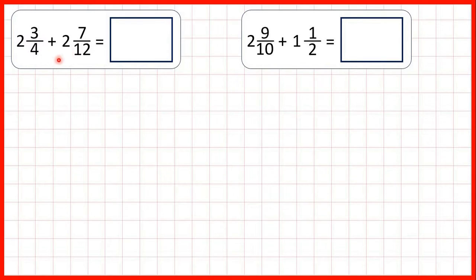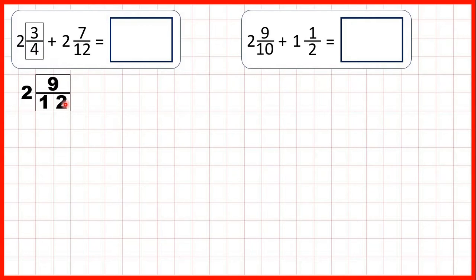Now we're adding mixed numbers, but this time when we add our fractions, we'll get a total of more than 1 whole, so we'll get an improper fraction, which means that we'll need to use a slightly different method. So first we have 2 and 3/4, and we're adding 2 and 7/12. But we know that when we add fractions, we need the denominators to be the same. So instead of 2 and 3/4, we can write 2 and 9/12. To find equivalent fractions, we use multiplication.